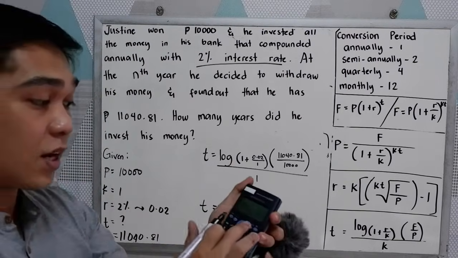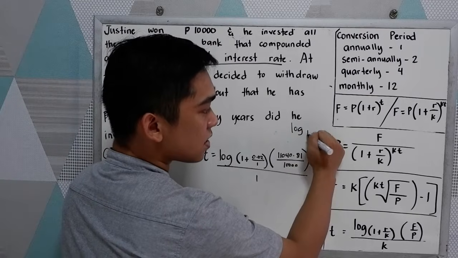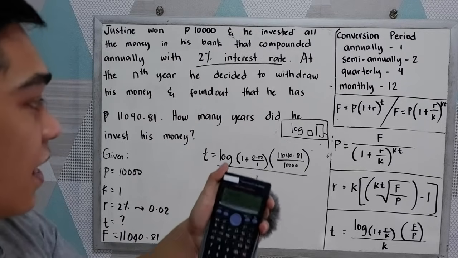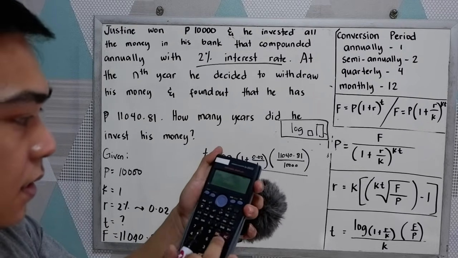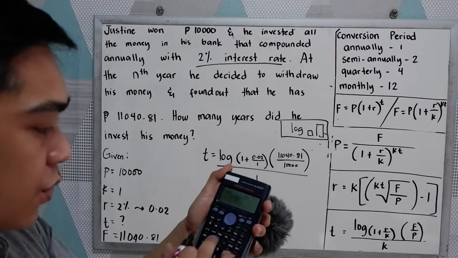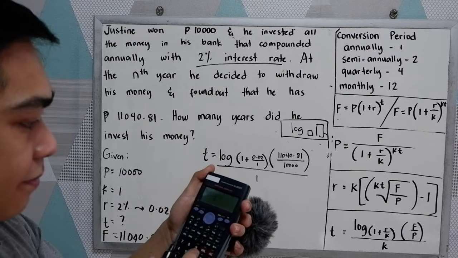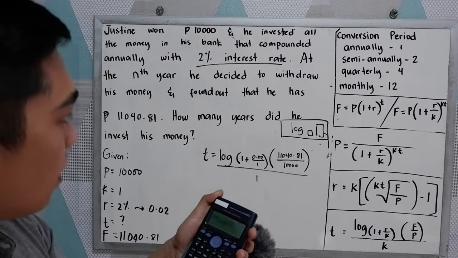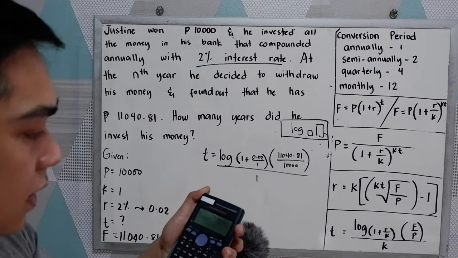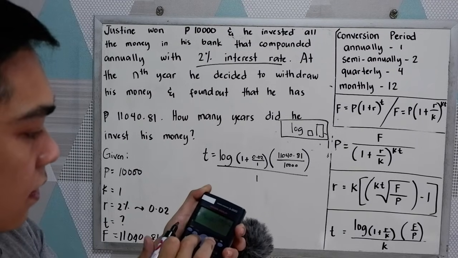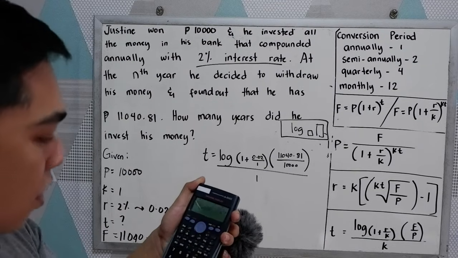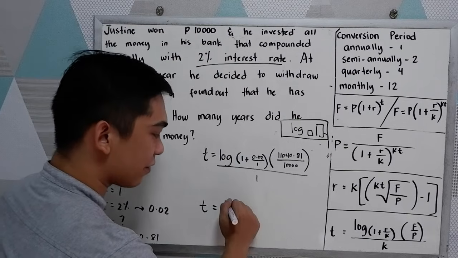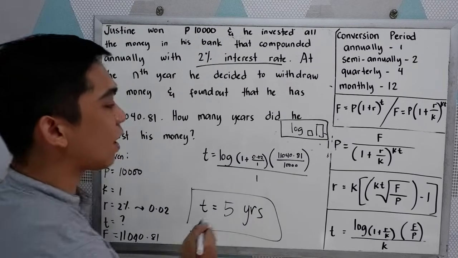Now get your calculator, find the function, this one. Just press that function, then insert the given: 1 plus 0.02 over 1 and 11,040.81 all over 10,000, and that will give us 5 years. That would be our time.